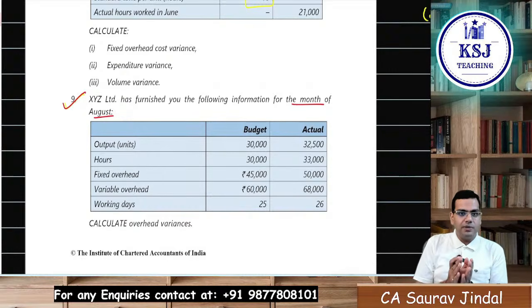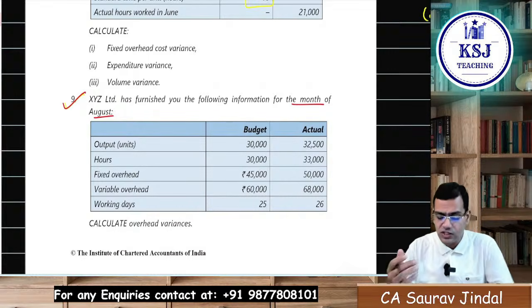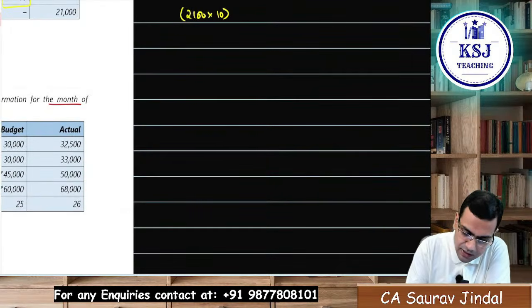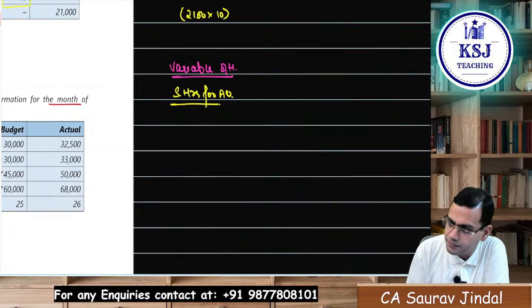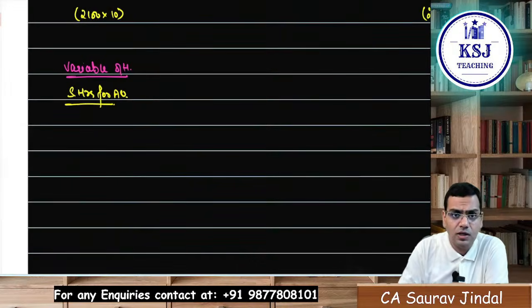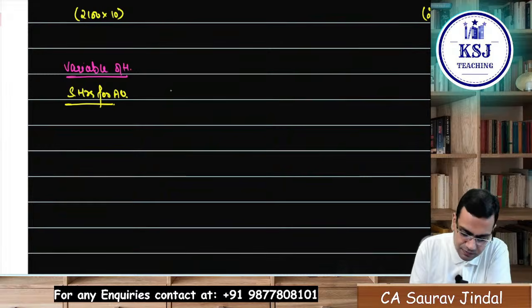Now two tables will be prepared, one for the variable overhead variances and another one for the fixed overhead variances. Let's prepare it. So the first table that we'll be preparing is for variable overhead variances, right? That is standard hours for actual output. Rest is easy. It's only about the preparation of the table. If you are able to prepare the table, now variances you can calculate. Standard cost, actual hours, actual rate and actual cost.